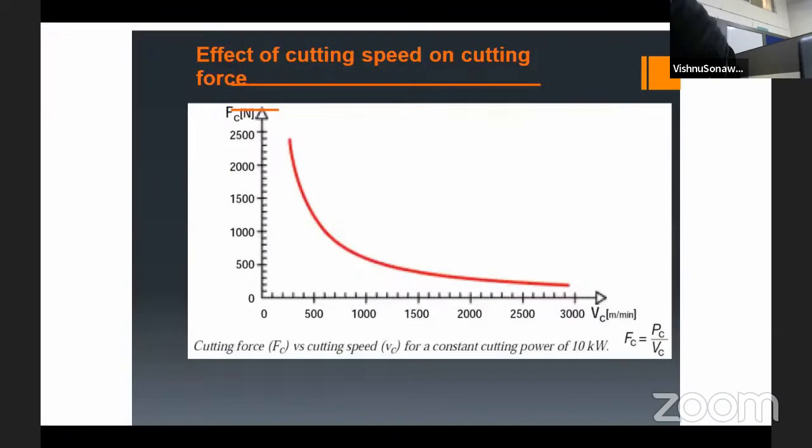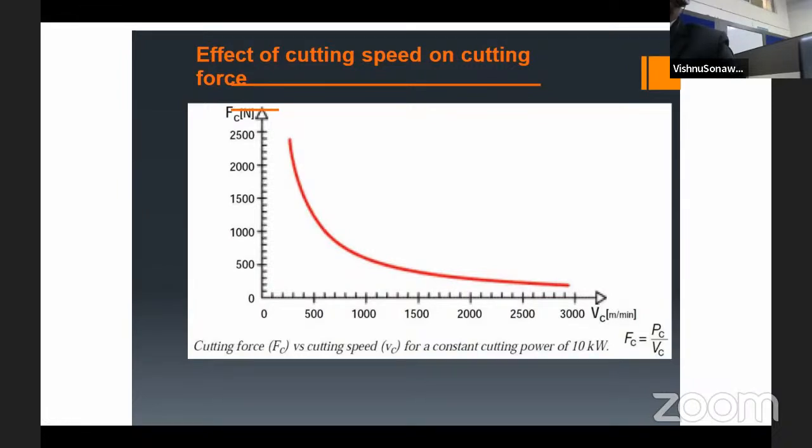Next, again, the effect of cutting speed on cutting force. See, in this graph, the x-axis is the cutting speed, and we have taken one example, a machining center of 10 kilowatts, and the y-axis is the cutting force. What will happen? When the cutting speed of the machining center is 450 to 500, the cutting force is 2400 to 2500.